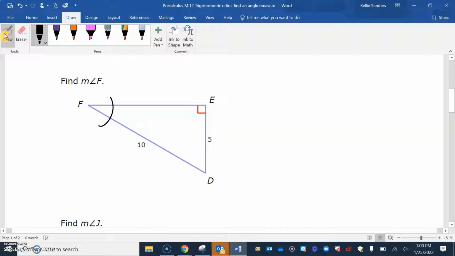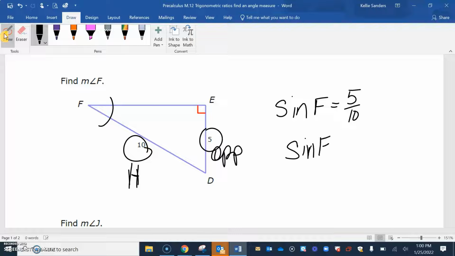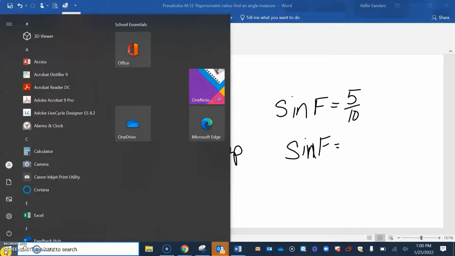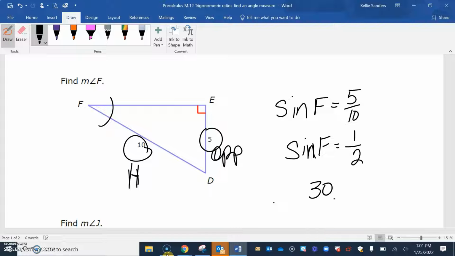And then angle F, this is your hypotenuse. This is opposite. So we're going to use sine this time. So sine F equals opposite over hypotenuse. So sine F equals 1/2. So what angle does it take to get 1/2 of sine? 30.